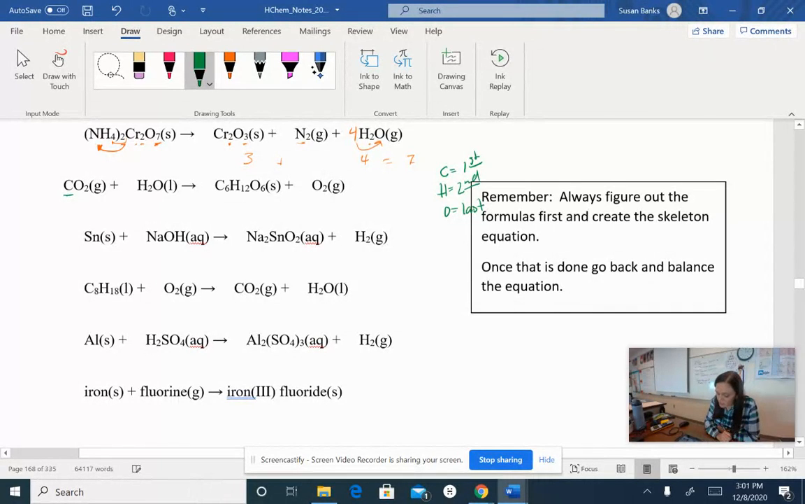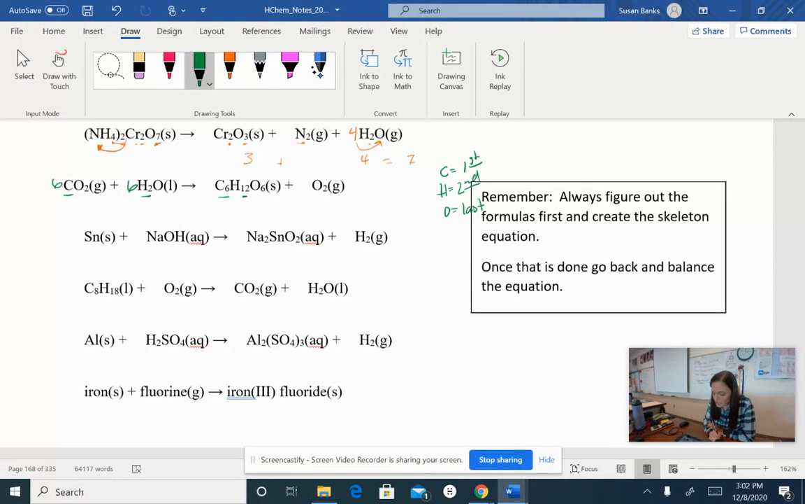So on this side, I've got 1 carbon, and on this side, I've got 6. So what do I need to multiply my carbon by on my reactant side? 6, right? 6 on both sides. Okay, my carbons are good. Now let's look at my hydrogens. I've got 2 hydrogens here, and I've got 12 right here. So what do I need to multiply my hydrogen on my reactant side so that I have 12? 2 times what equals 12? 6. So I'm going to multiply that by 6.